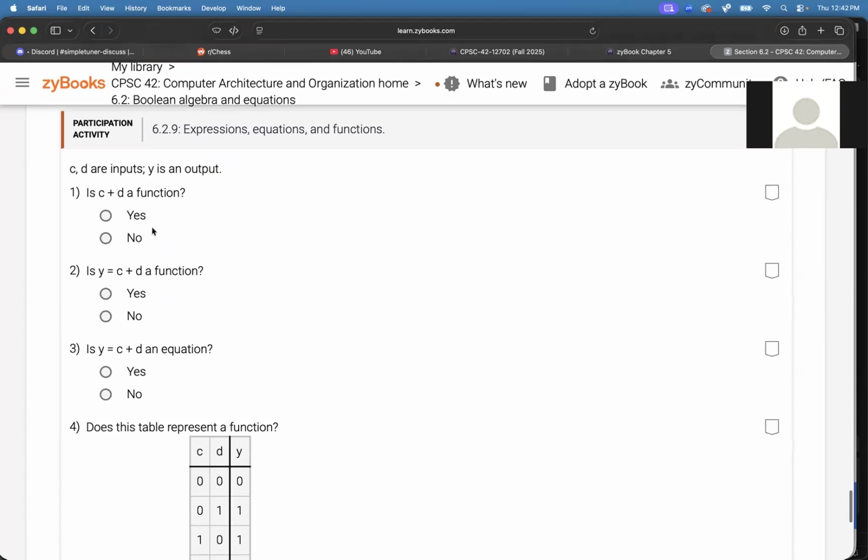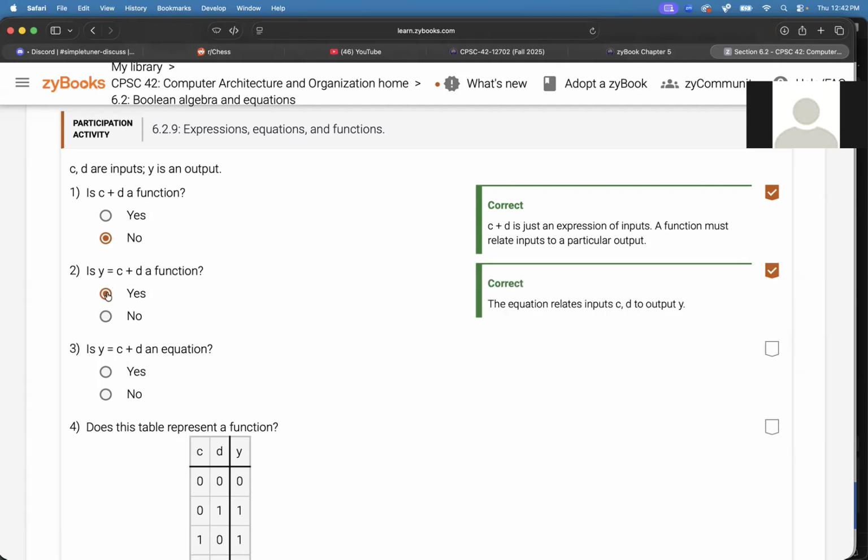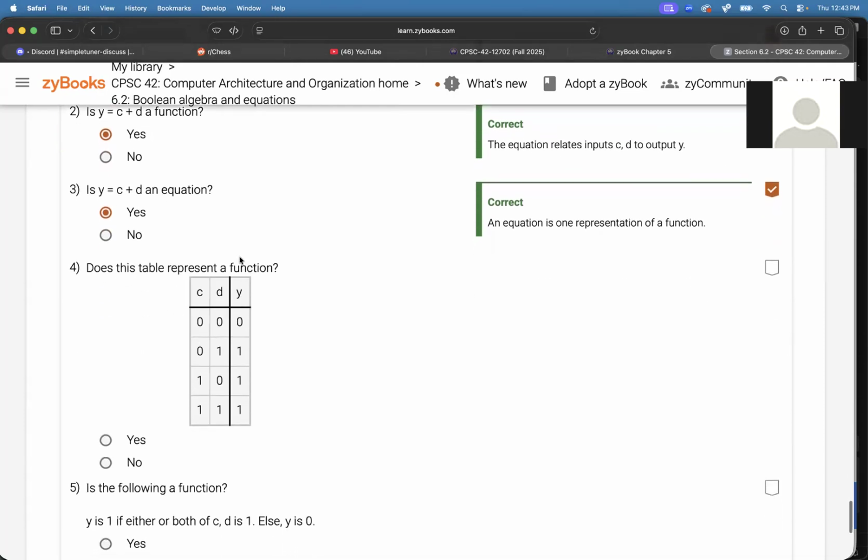When you get down here, is this a function? No, because it's just an expression. Is this a function? Yes, it's an equation, but an equation should be a function. Is y equals c plus d an equation? Yeah, it's that too. So like it can be an equation and a function. Does this represent a function? Sure, right? We have two input variables, c and d, and an output variable, y.